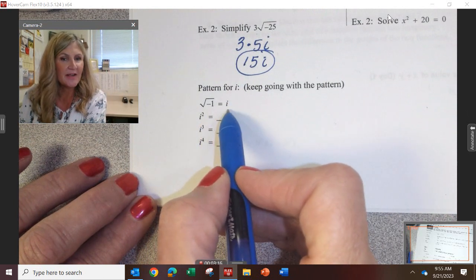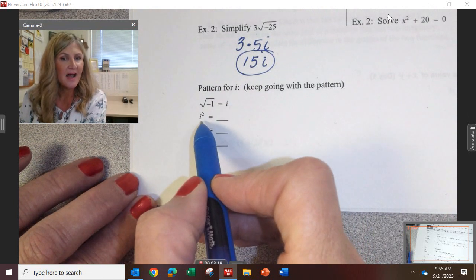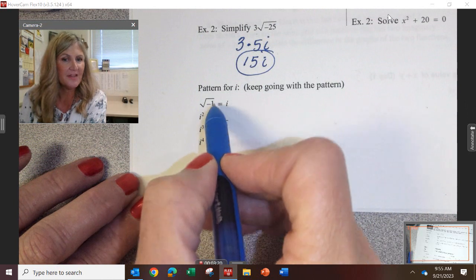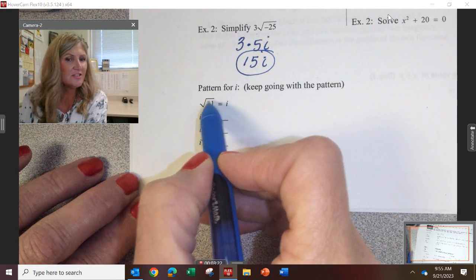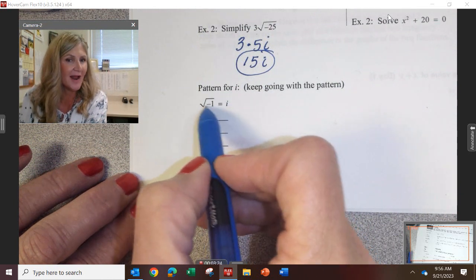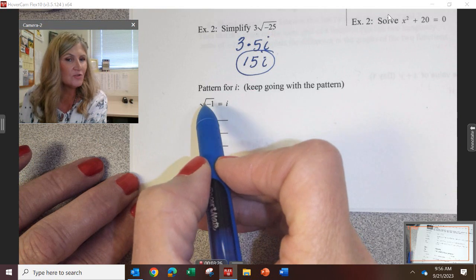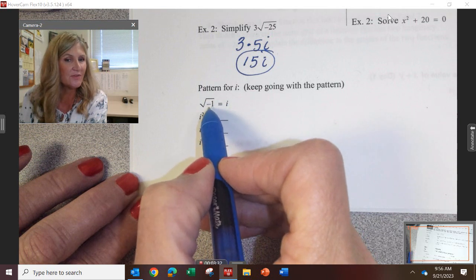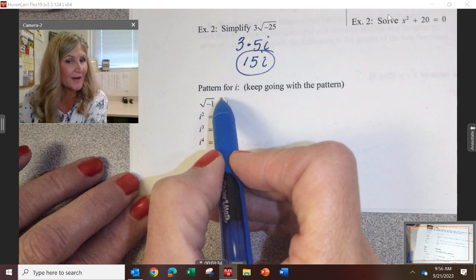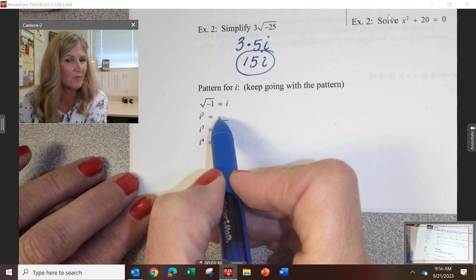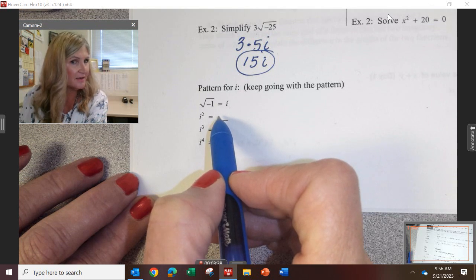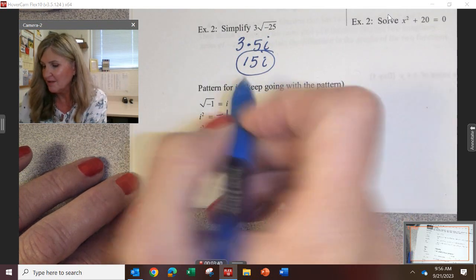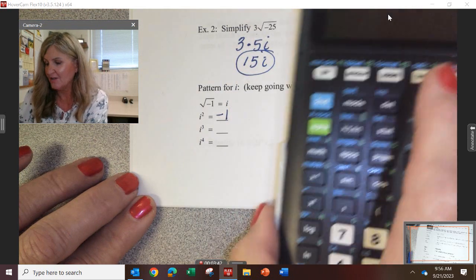The square root of -1 is i. i squared. Now think about this. If I were to square something that has a radical, the radical just goes away when I square something that has a radical. So what is the square root of -1? If I square it and the radical goes away, what's i squared going to be? -1.